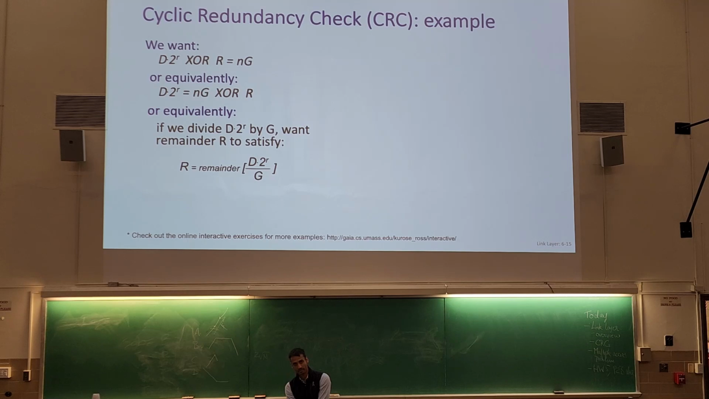You take the remainder of D times 2^R when divided by G, and that exactly is what you need to add to D times 2^R to make the whole thing divisible by G.